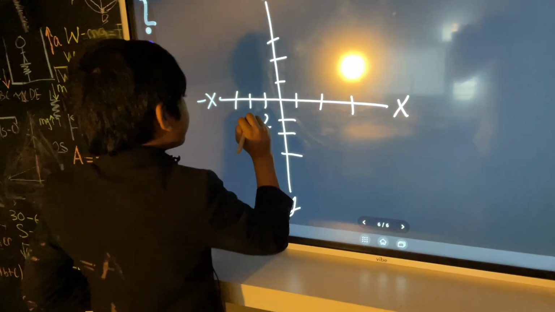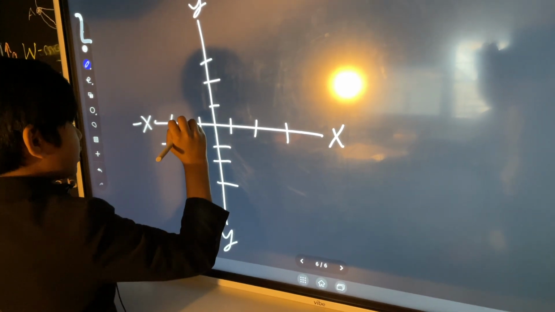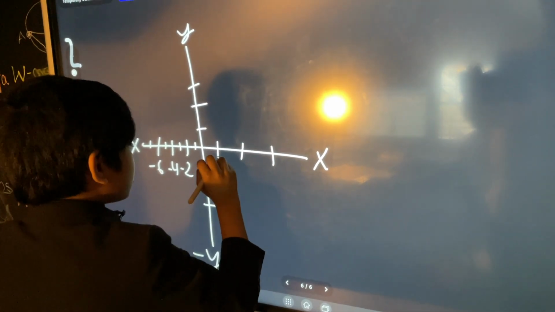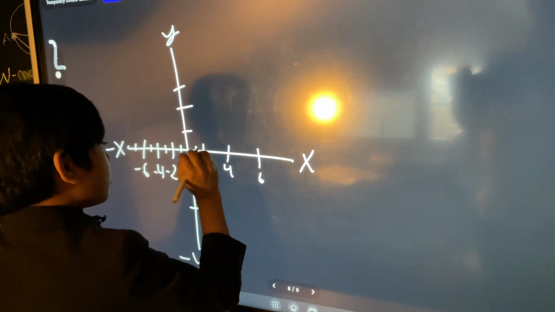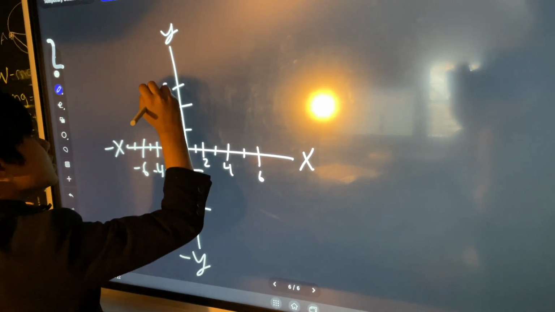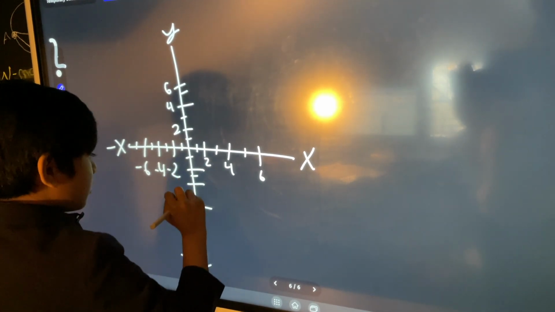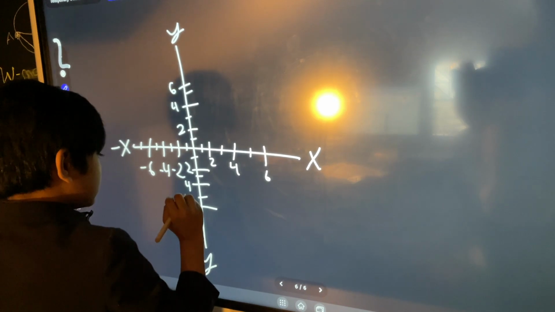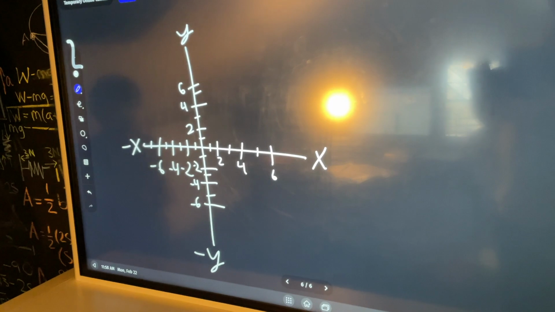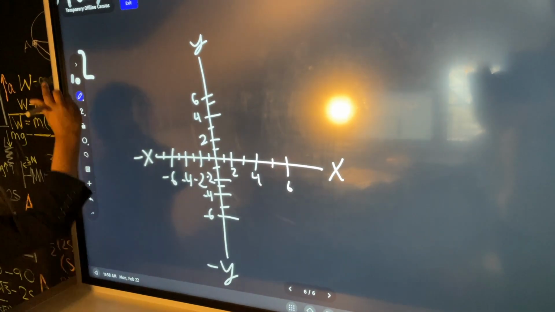So let's say we have 2, 4, 6, and we're going to put the tick marks between them, and the same going negative, 2, 4, 6, negative. Okay, so now that we know that, let's move on to how they can be applied in calculus.